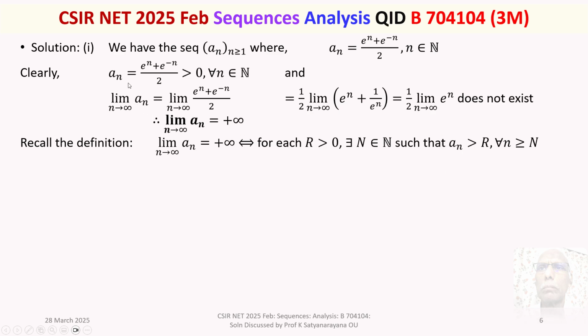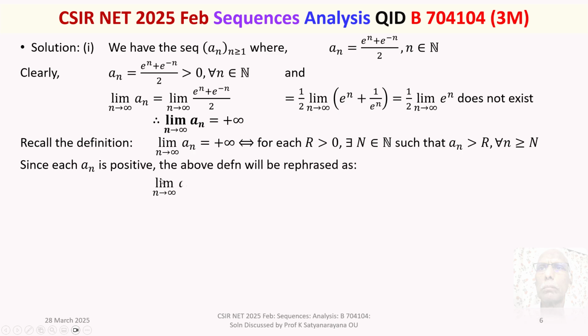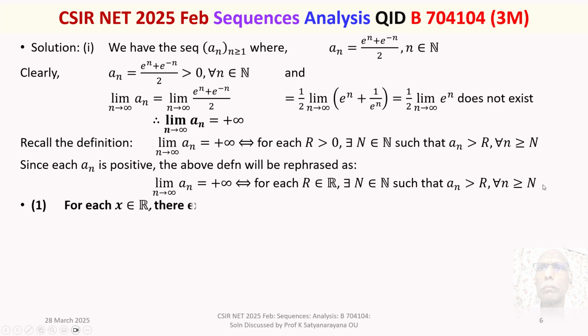Now look here, each an is positive, therefore we can rephrase this definition. Instead of for each r greater than 0, we get for each real number r, because when r is negative, automatically an is bigger than r, since every an is positive. So, since each an is positive, the above definition can be rephrased as: the limit of an is equal to plus infinity if and only if for each real number r there exists a natural number capital N such that an is greater than r for all n greater than or equal to N.